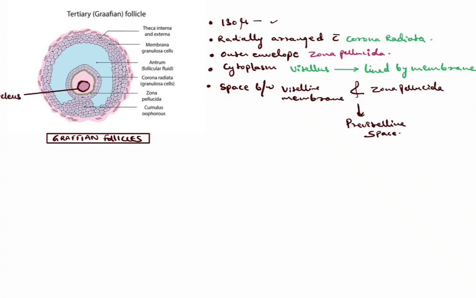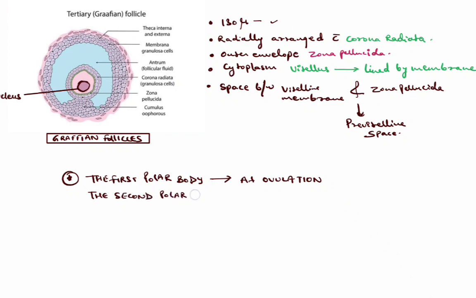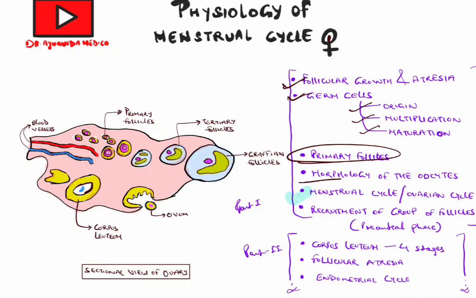So this is the nucleus of the tertiary Graafian follicle. Understanding the first polar body: it is released at ovulation, and the second polar body is released when the ovum gets fertilized. At fertilization and at ovulation, one polar body is released each, so a total of 2 polar bodies are released.